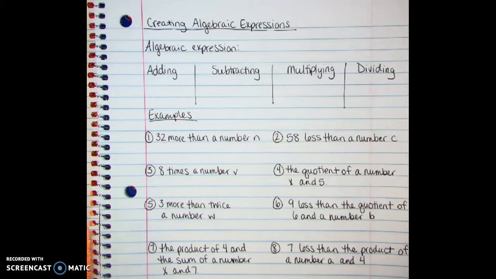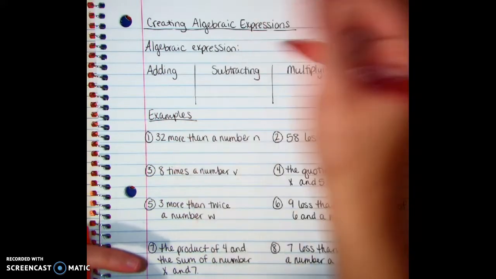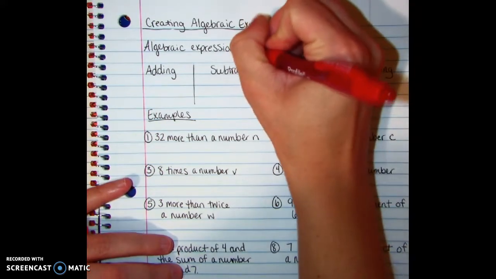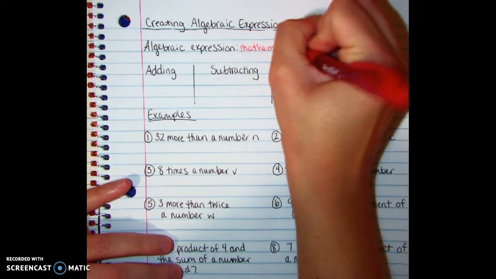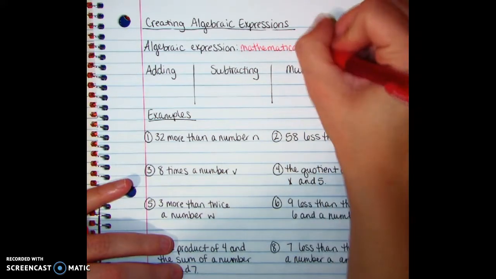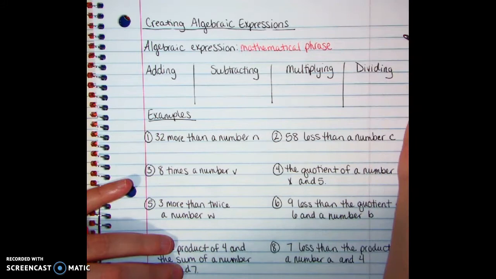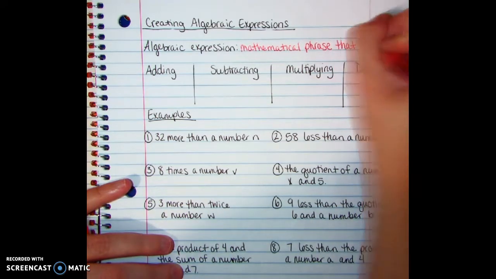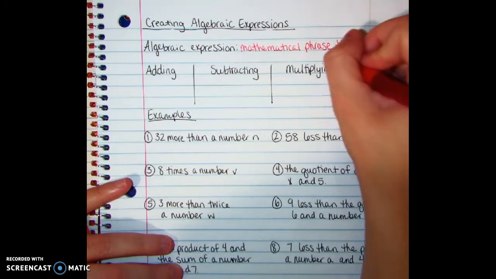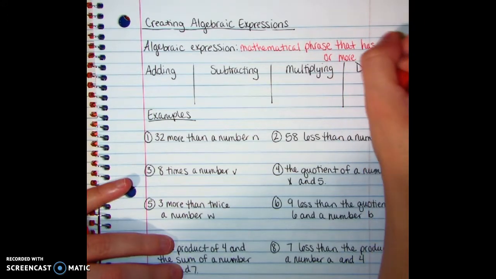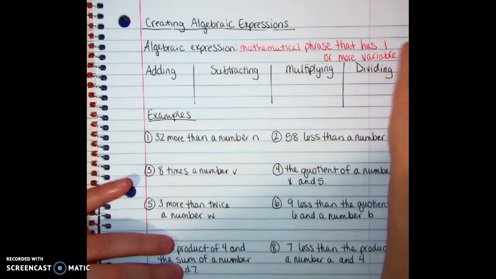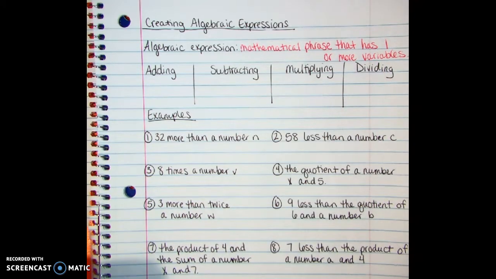Today we will be creating algebraic expressions. Before this we were dealing with numerical expressions, and when we put in variables they became algebraic expressions. So the definition for algebraic expression is a mathematical phrase that has one or more variables.